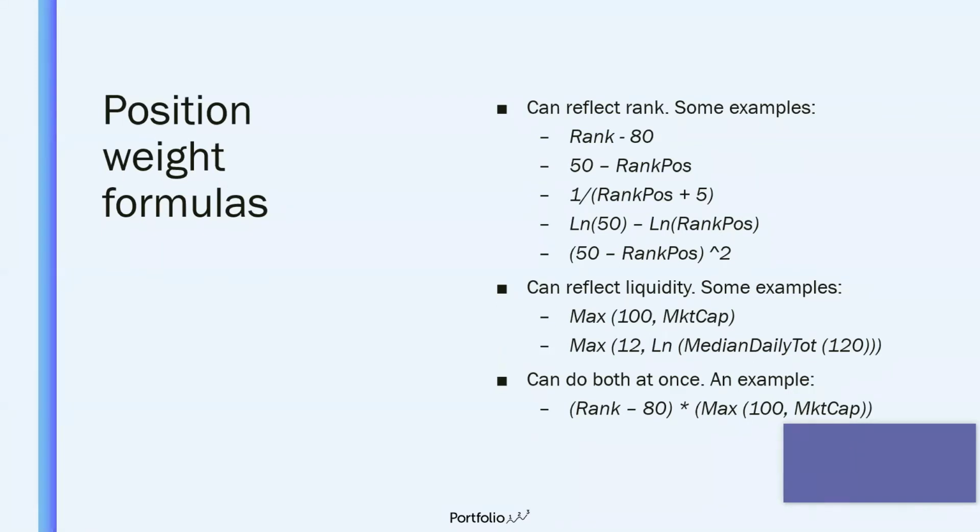Now, the position weight formulas don't have to add up to anything. All the different possibilities could add up to whatever; they're all scaled each rebalance period. So you don't really have to worry about making your position weight formulas always add up to 1 or always max at 100 or anything like that.